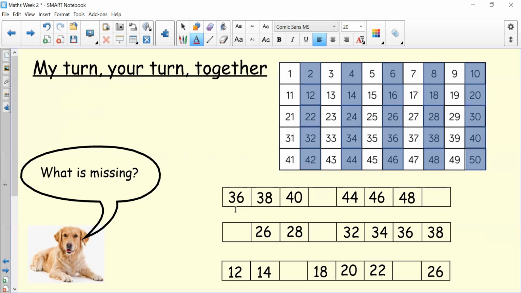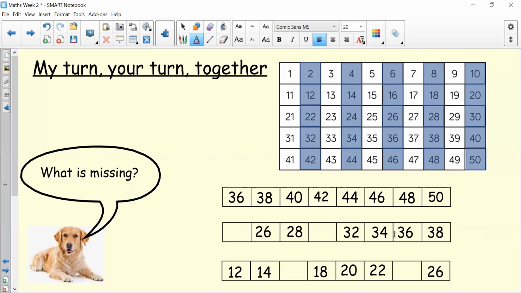So I know the number pattern. I know that the ones would go 6, 8, 0, 2, 4, 6, 8, 0. I can use that to help me, but I can also use my number square to help me. So the number that's missing here is 42. And the number that's missing from the end is 50. I'm going to count to check. 36, 38, 40, 42, 44, 46, 48, 50. Yes, I'm counting in twos.